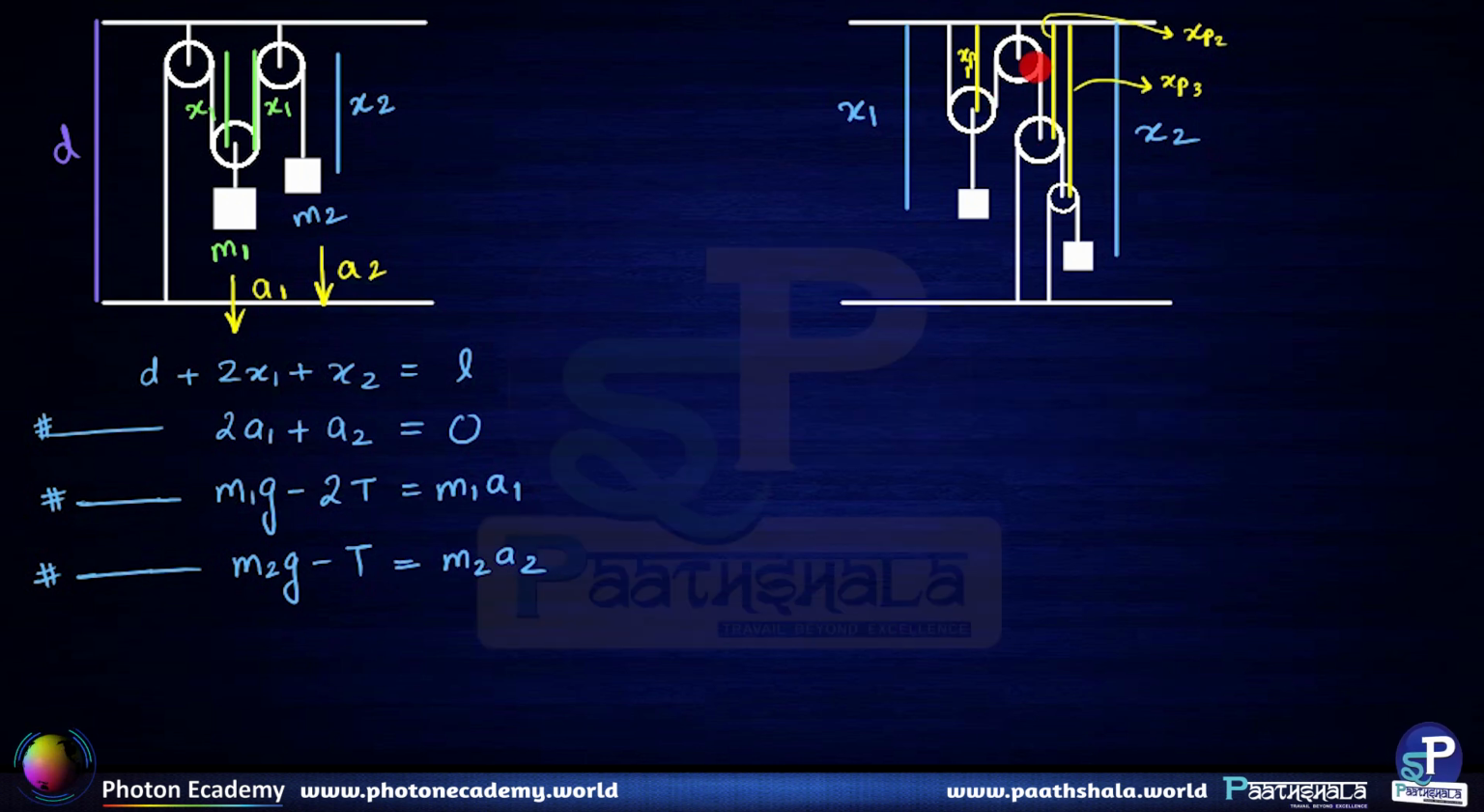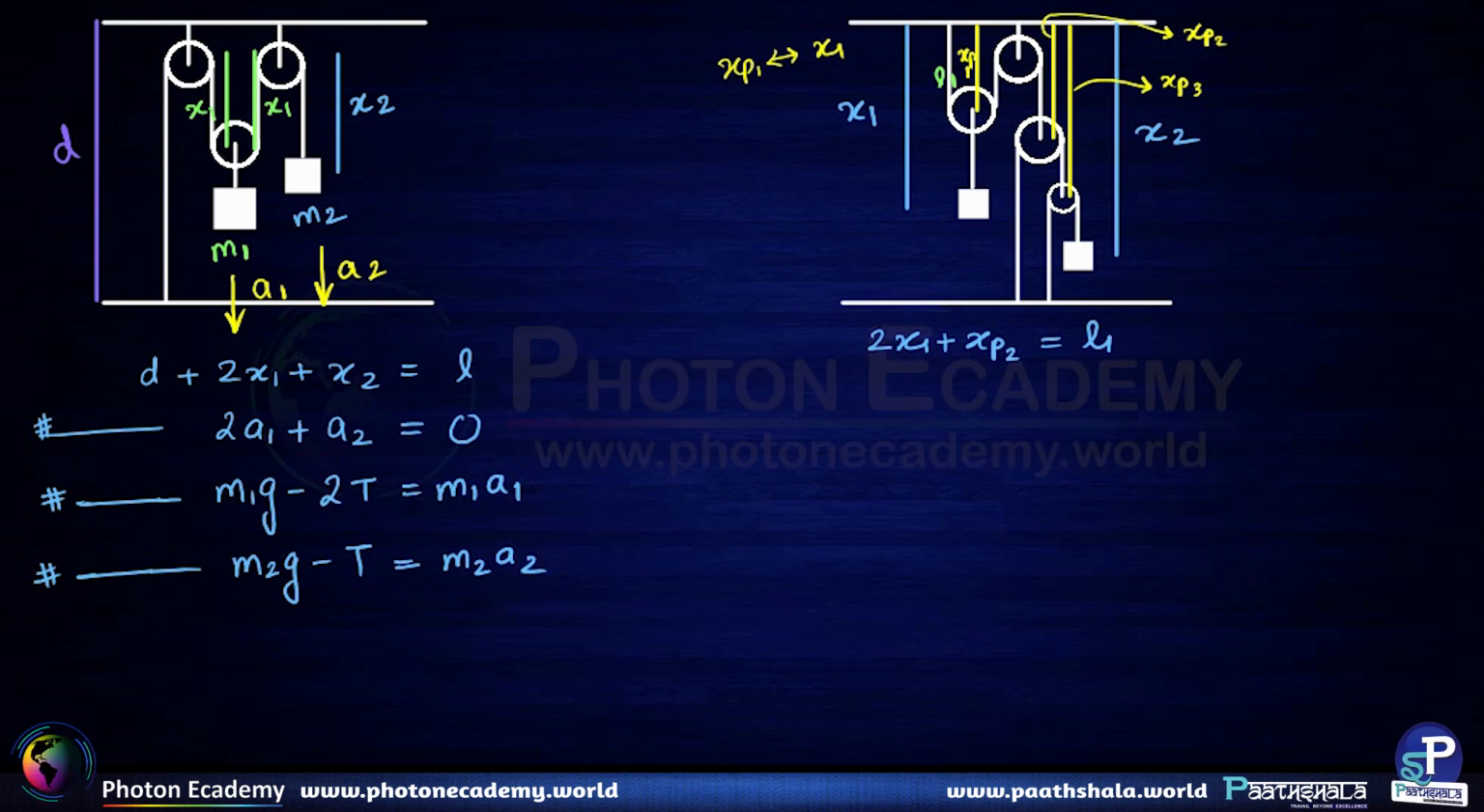This part of the length of the string varies as xp2. So let me write that down over here. xp1 varies as x1 varies. So this is xp2. If I write down the length of the first string to be constant, I get 2 times x1 plus xp2 is equal to the length of string 1, which is L1. So I'm saying L1 is the length of string 1, let's say. So this is the first equation that we get.